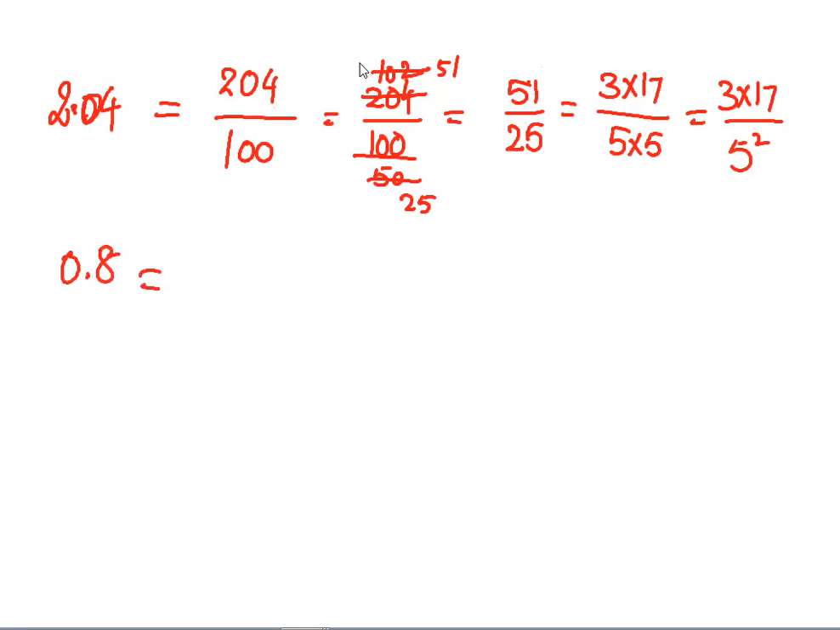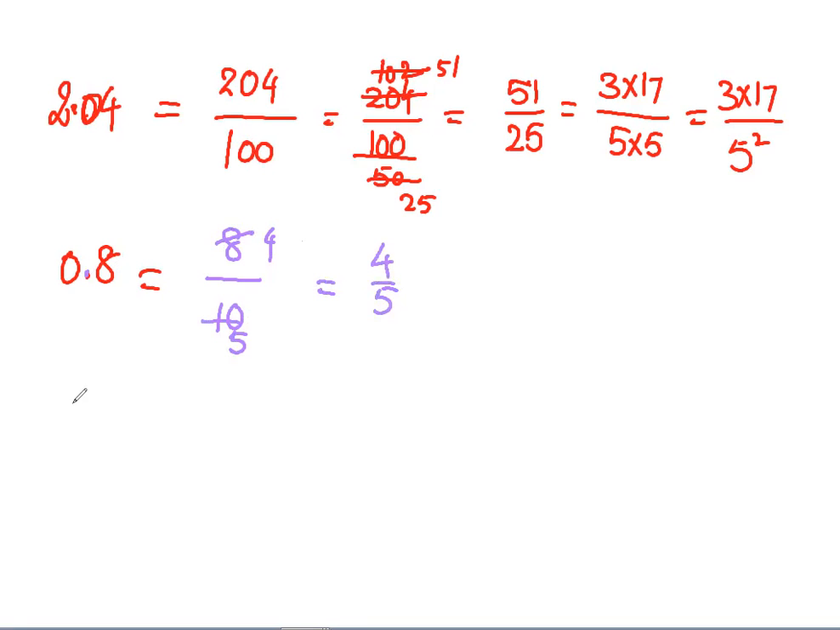Here 0.8, let us convert it into p by q form. Write 8 without decimal, and there is one digit in the decimal part, so write one 0 after 1, that is 10. If there are two digits, write 2 zeros after 1. If there are three digits, 3 zeros after 1. Now reduce it to lower terms. 2 fours are 8, 2 fives are 10. So this is 4 by 5.